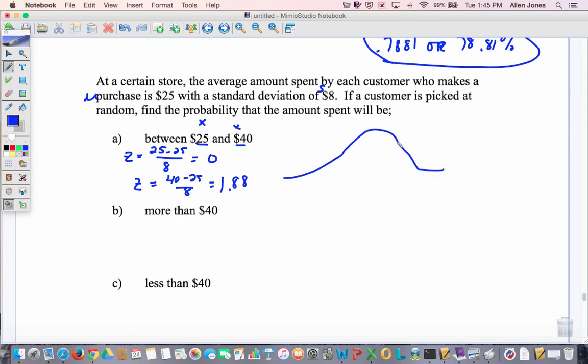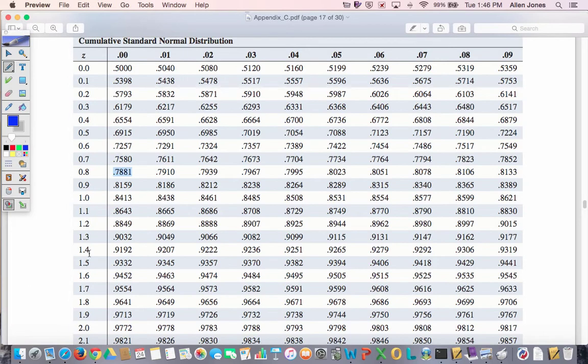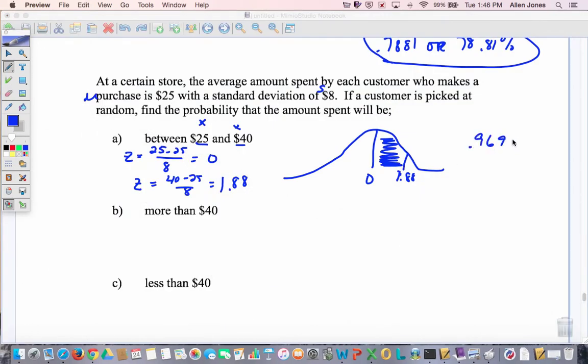And we go to our curve then. 0, as we all know, cuts the curve in half. 1.88 on this side. We want the area between those two, which means when I go to look up 1.88 in here and find that number to be 0.9699. That 0.9699 measures the area all the way down. We don't want the area all the way down. We want to stop here. So from that, we're going to subtract that lower half, or 0.5. So our probability is 0.4699.